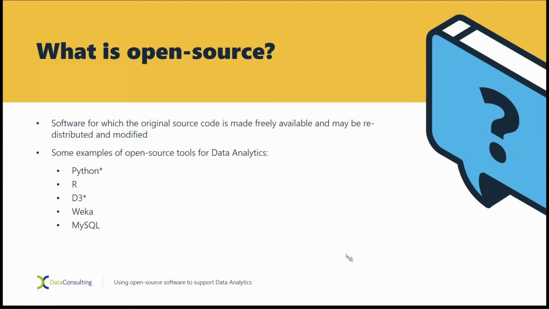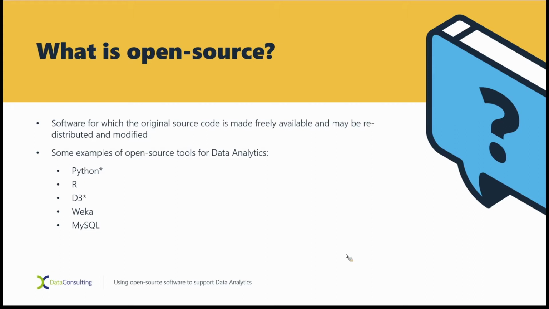First up, what is open source? So the basic definition, as you can see here, is software for which the original source code is made freely available and may be redistributed and modified. We'll touch on what that really means in practice over the next few slides.